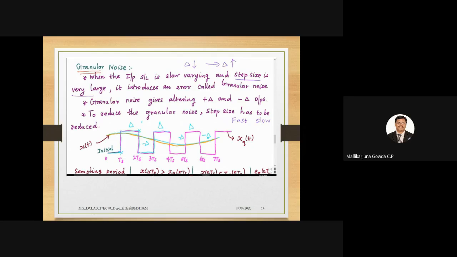See, this is x of t. Here it is not changing much, right? But the step size is large. To begin with, from 0 to Ts, it will compare here and it will increase, because the staircase approximate signal is less than the original analog input signal, so it will be incremented by delta. Then it will come to this point.